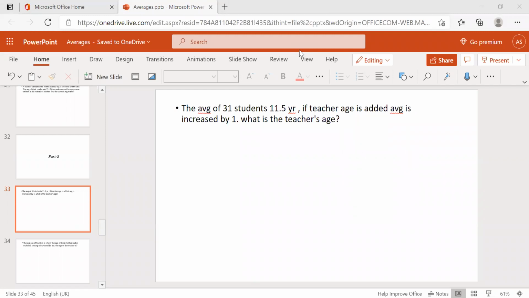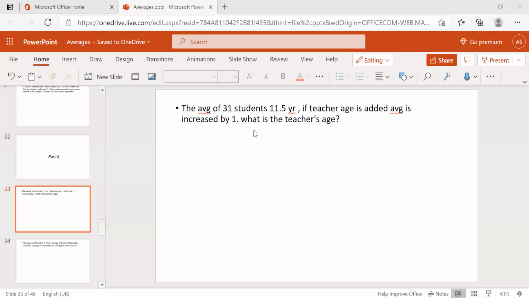Okay. Now, read the question first of all. The average age of 31 students is 11.5 years. If a teacher is added, the average increases by 1. What is the teacher's age? Right.